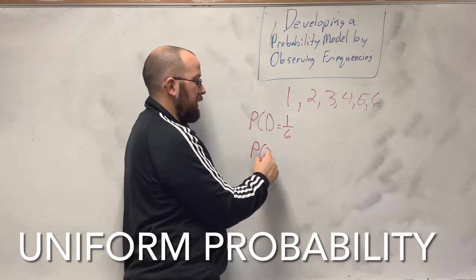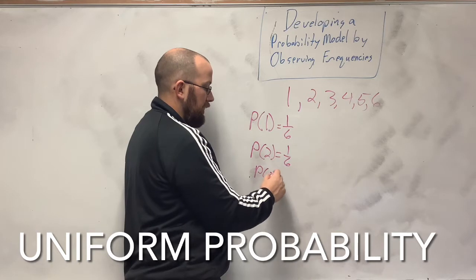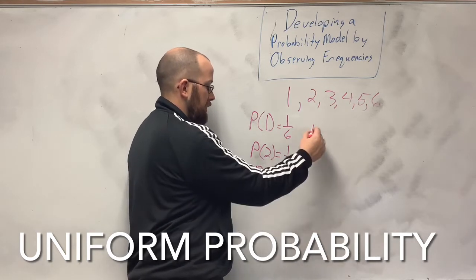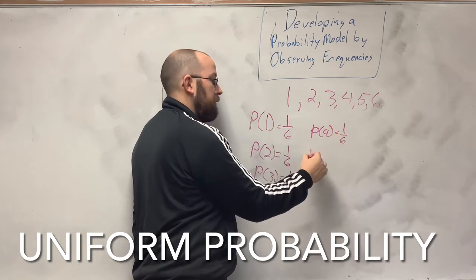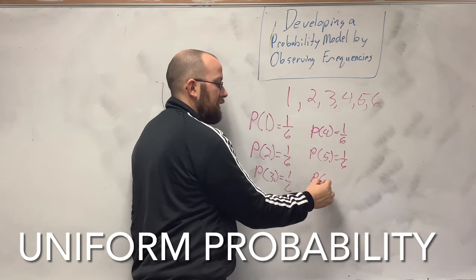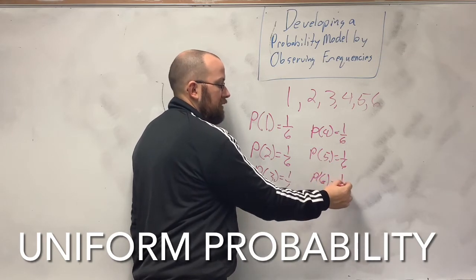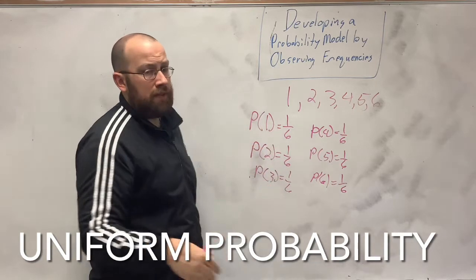What about for a 2? 1/6 again. Probability of getting a 3, 1/6. Probability of getting a 4, 1/6. Probability of getting a 5, 1/6. Probability of getting a 6, 1 over 6. So this is a uniform probability. All the probabilities are the same for the desired.